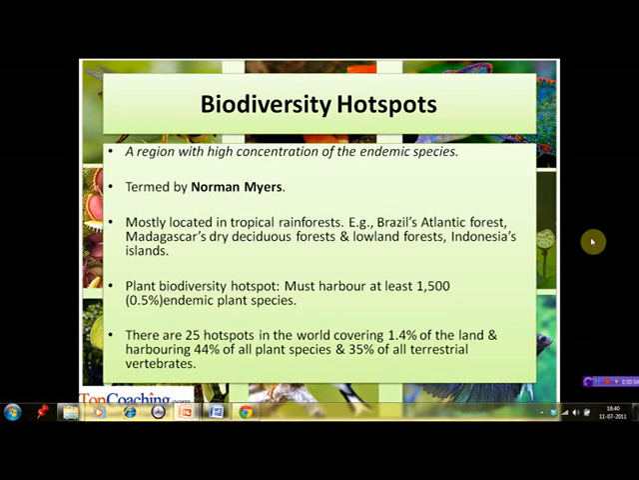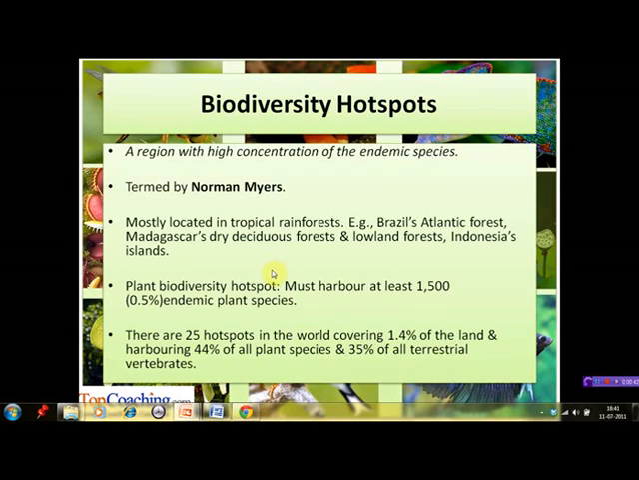Another term related to biodiversity is the biodiversity hotspot. A region with high concentration of the endemic species is known as a biodiversity hotspot. This term was coined by a scientist named Norman Myers. Although the hotspots are found all over the world, most of them are located in tropical rainforests. Brazil's Atlantic forests, Madagascar's dry deciduous forests, and lowland forests of Indonesia's islands are the examples of such hotspots with high concentration of endemic species.